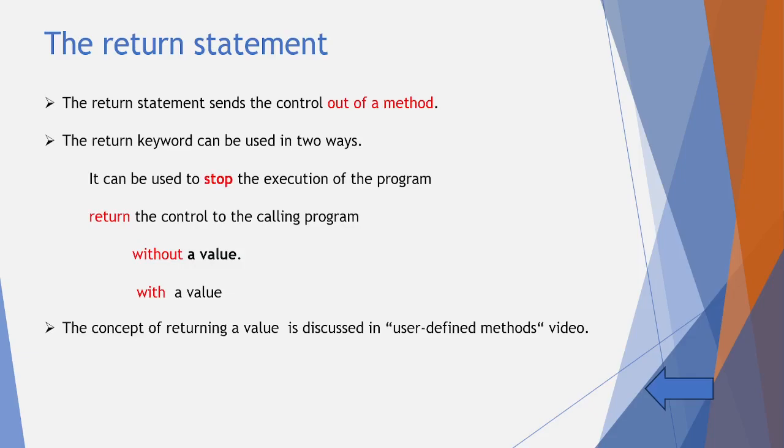Can be used to stop the execution of the program or return the control from a subprogram to the calling program, either with value or without value. The with-value concept is discussed in user defined methods, but we will understand how to use the return statement.